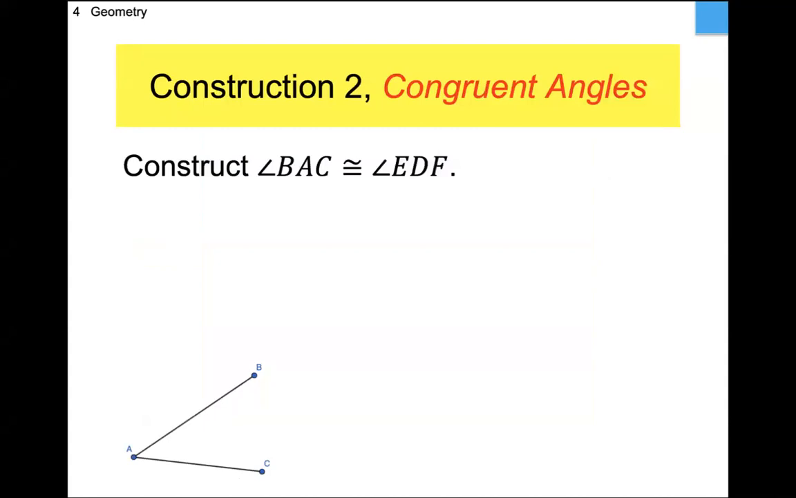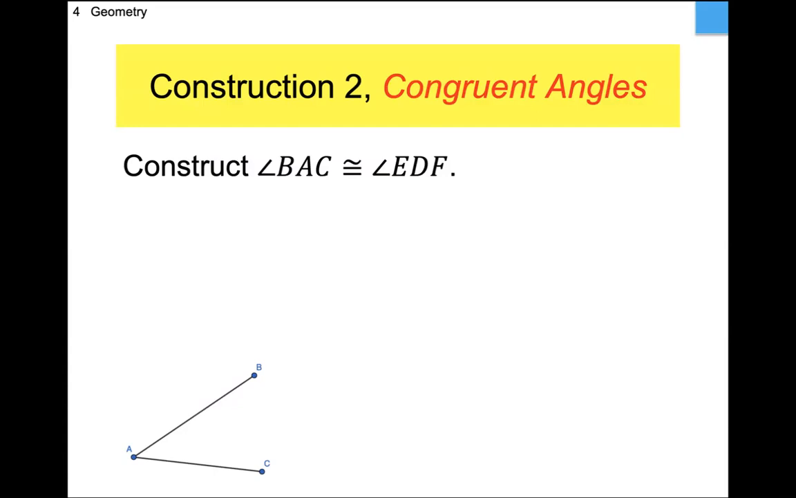I usually don't explain the first 2 constructions, like why it works, because it's just like a postulate. It's very obvious why it works. But this one needs a little bit of explanation. So our goal here is to make, they will give you an angle, and your goal here is to copy that angle precisely, its measurement. So in other words, you're making a congruent angle.